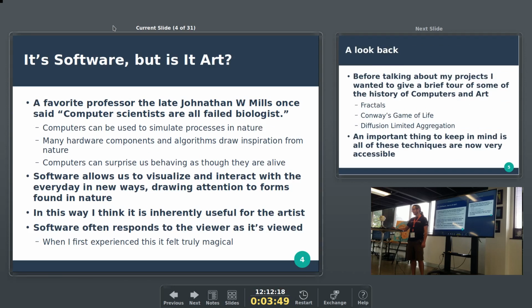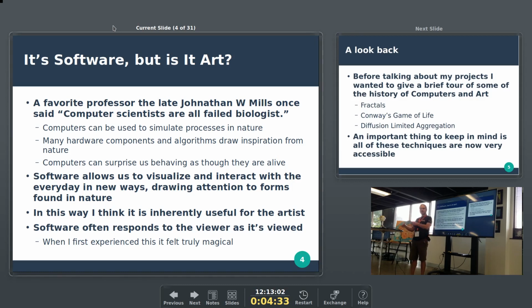A favorite professor of mine, the late Jonathan W. Mills, once said, "Computer scientists are all failed biologists." So, what's that have to do with art? Or biology for that matter? Computers can be used to simulate processes that are found in nature. A lot of hardware components and algorithms also draw inspiration from nature. Computers can also exhibit behaviors that sometimes surprise us. They can sort of trick us into thinking they have an entity. I think a lot of that is what drew me to computer science. It can also allow us to visualize and interact with the everyday in new ways. It can draw attention to these forms found in nature.